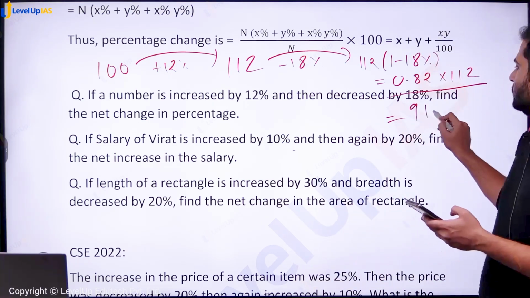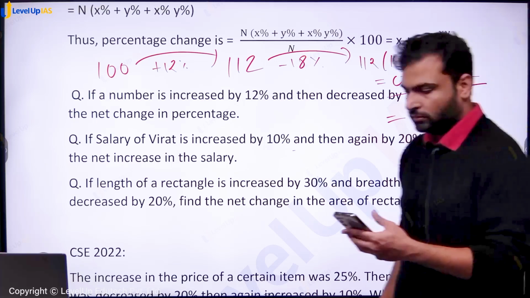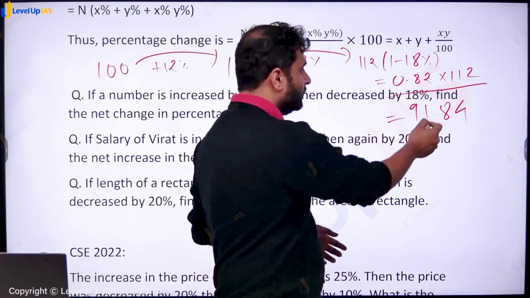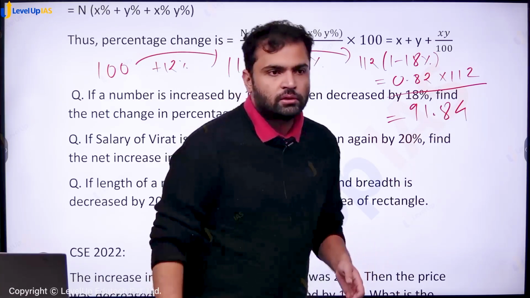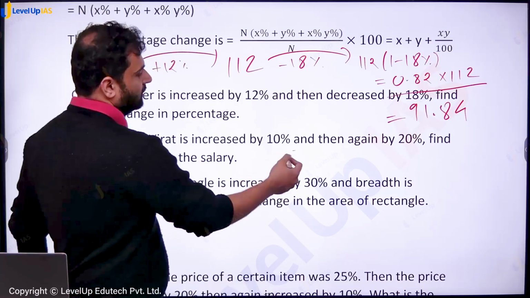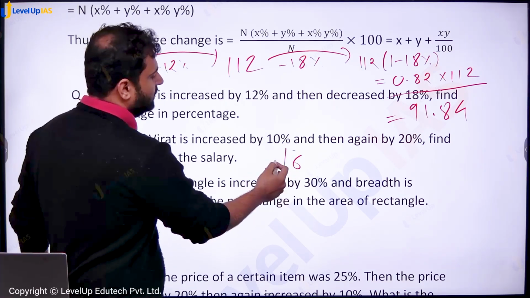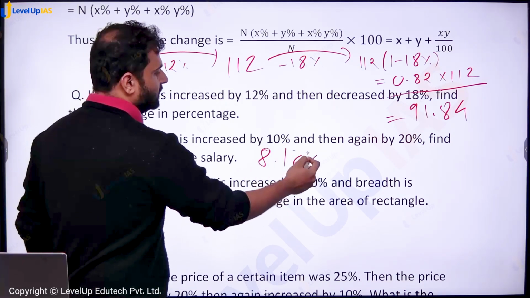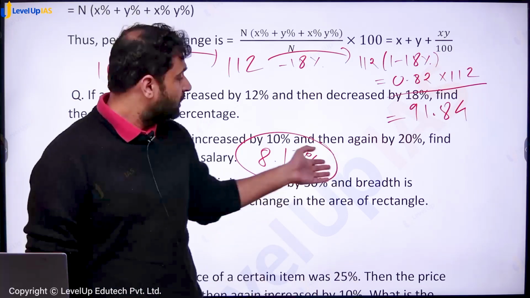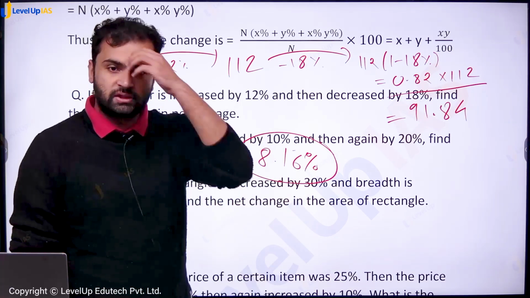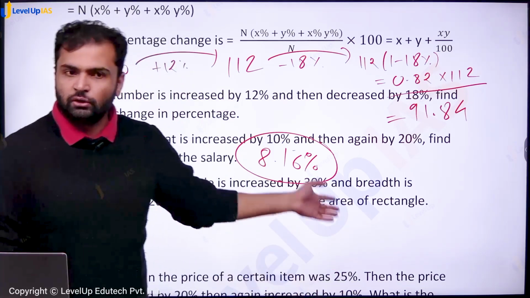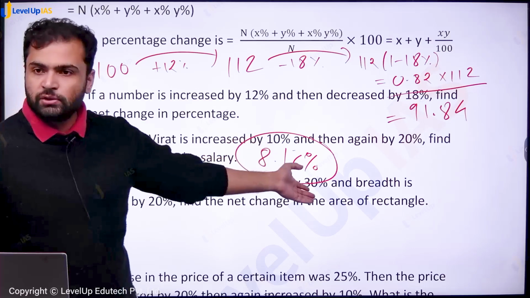This is 91.84. So percentage change is 100 minus 91.84, which is 8.16%. Now if, in the options, there is only 8.16%, you will mark that. But if there is also minus 8.16%, then you will mark minus, because this is reducing.